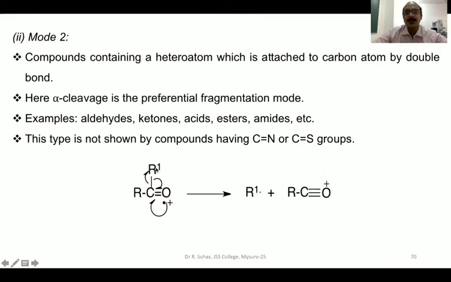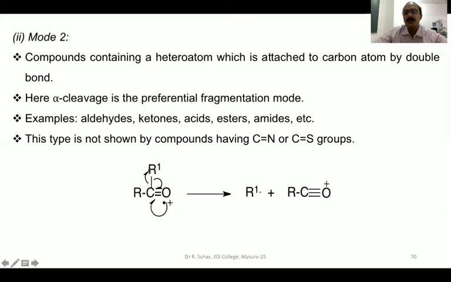What happens here? Oxygen will have a lone pair. You hit this with very highly energetic electrons. One of the electrons is lost, and this results in the formation of a radical cation. Now do the alpha cleavage. This becomes the functional group. Either this can be the alpha bond or this can be the alpha bond. Here I have taken this example. So here one bond will be donated here.